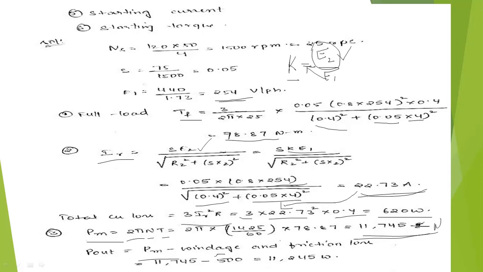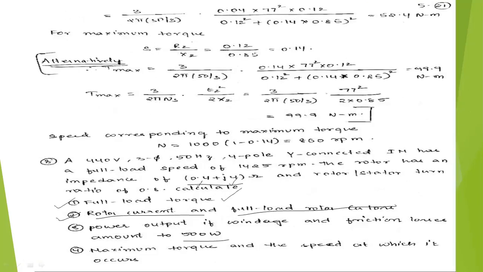Windage and friction losses are given as 500. So 11,745 minus 500 is 11,245. This is the power output. So this is the power output, third bit. Next, fourth bit: maximum torque and the speed at which it occurs.